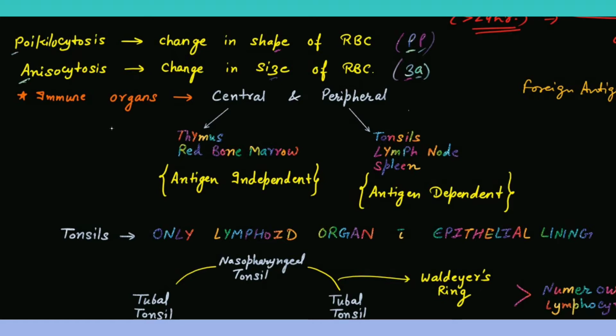And the peripheral ones are antigen dependent, like the tonsils, lymph nodes and the spleen. They act as immune organs when the antigen comes, and then they produce the immune cells.